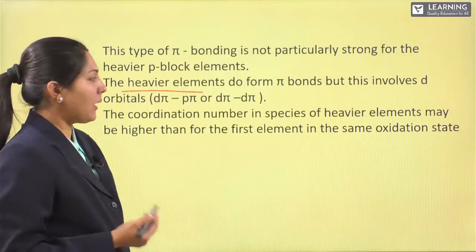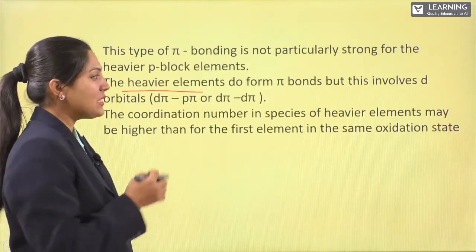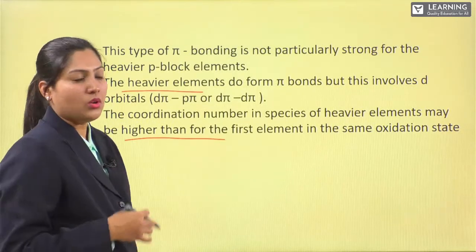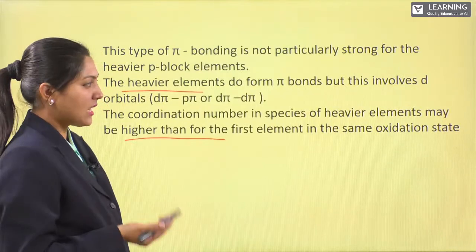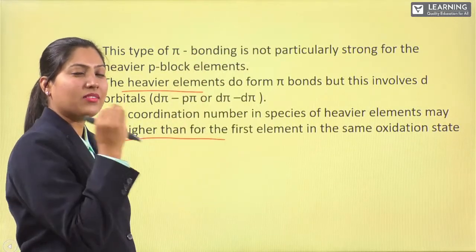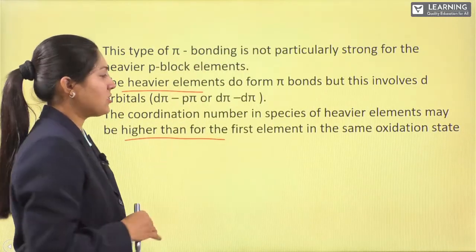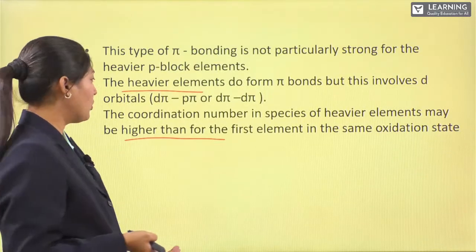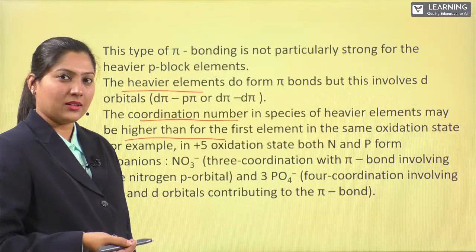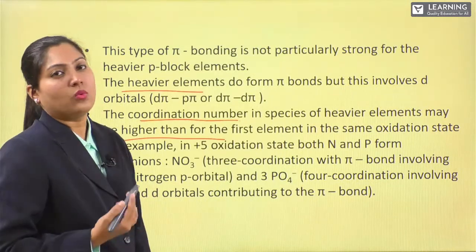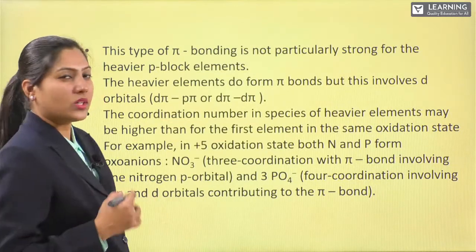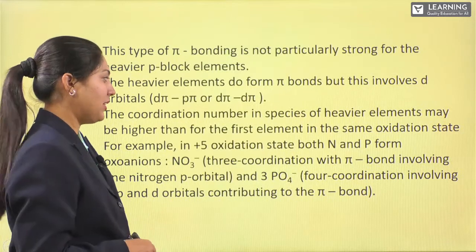The coordination number in species of heavier elements may be higher than for the first elements in the same oxidation state. That means the first elements of the same group will have lower coordination numbers, whereas when we go down it will be more. We study coordination numbers next year in coordination chemistry. We'll study in detail what coordination complexes and coordination compounds are.